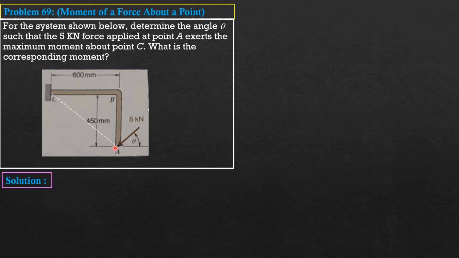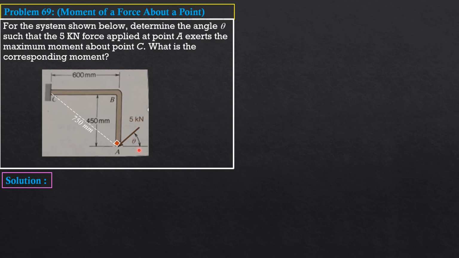So if they are perpendicular, this is 750 mm, the square root of 600 mm squared plus 450 mm squared is 750 mm. So for maximum moment at C, due to this 5 kilonewton load, the force and this distance must be perpendicular, or else if it is inclined, then they are not perpendicular, then the 5 kilonewton force will not produce maximum moment about C.